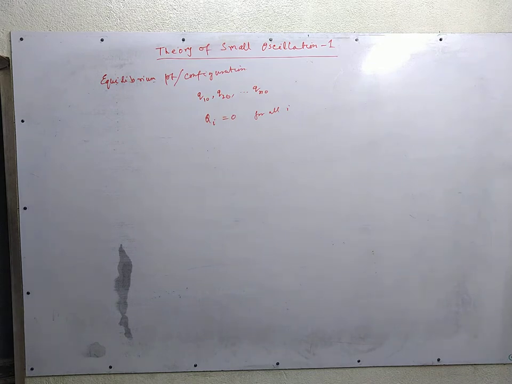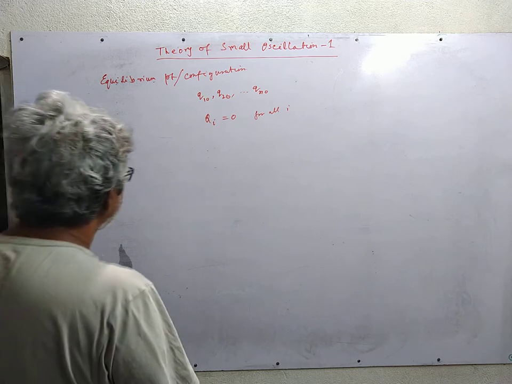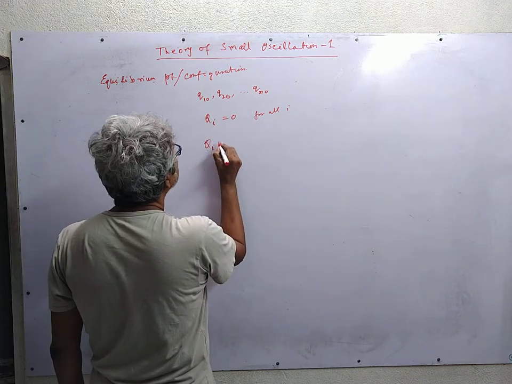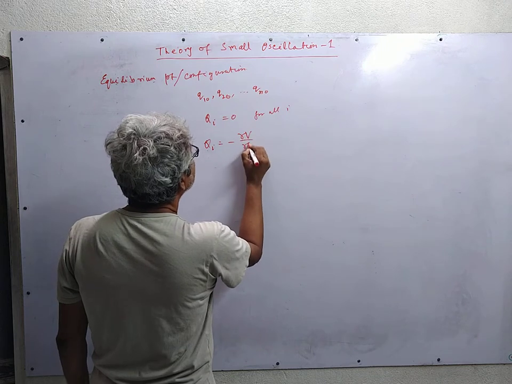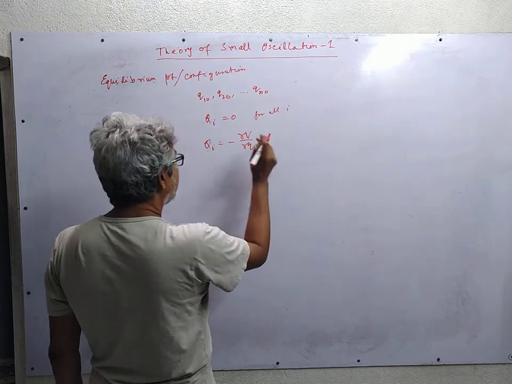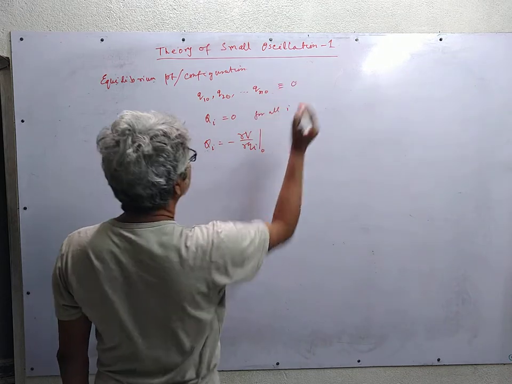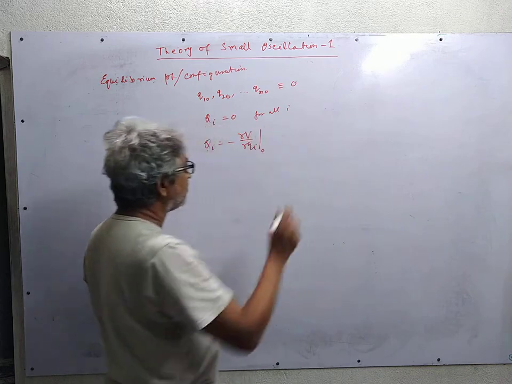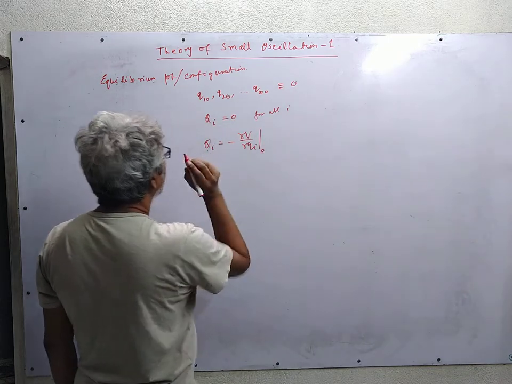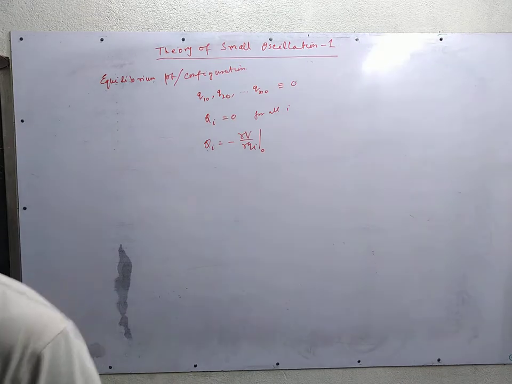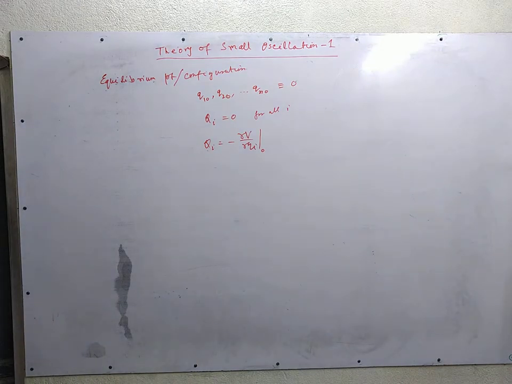So to say, the equilibrium position is one in which no force acts on a system. If we have a conservative system, then Qi is given by minus del V by del qi, and at the equilibrium position, denoted by 0, this is 0: the generalized force Qi^0 at the equilibrium configuration.